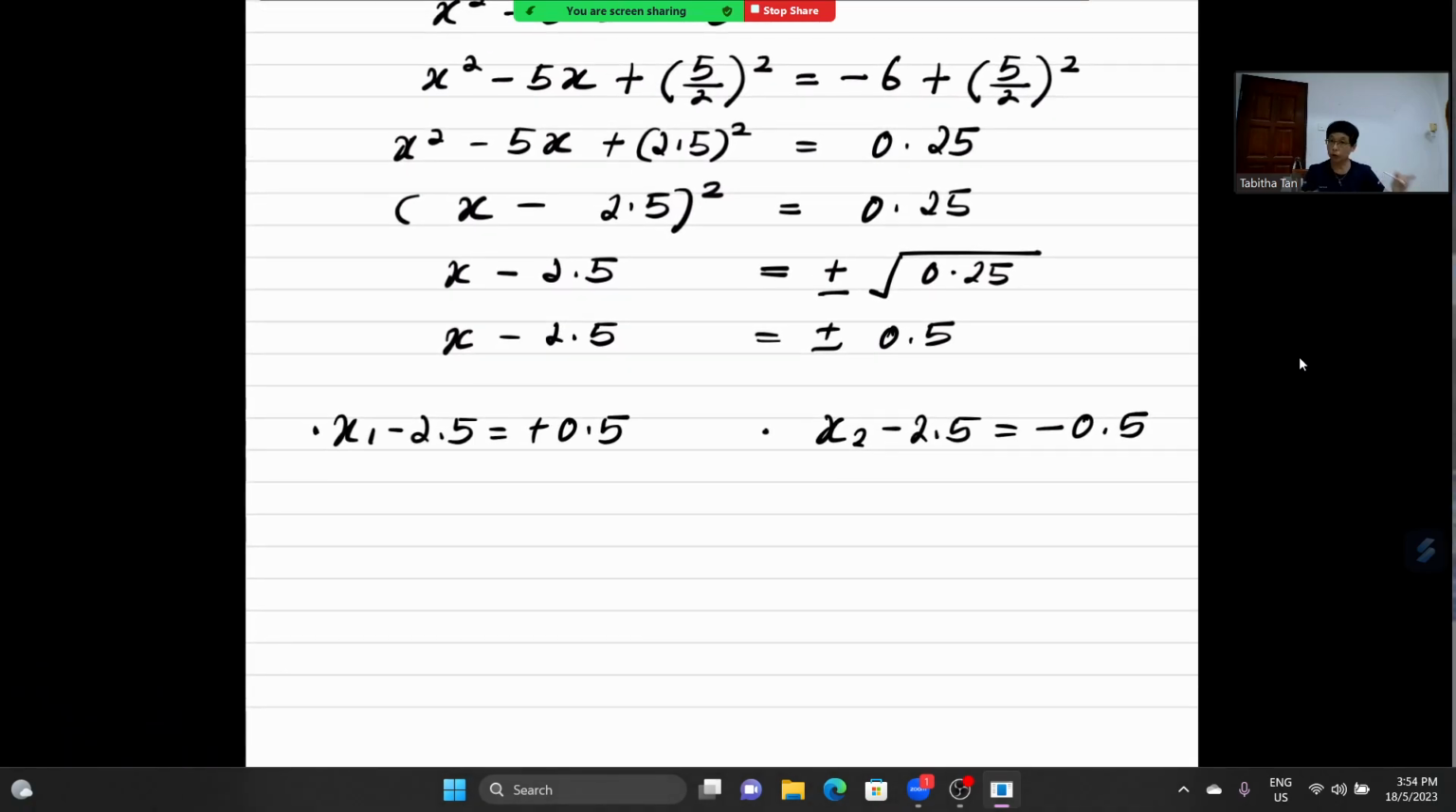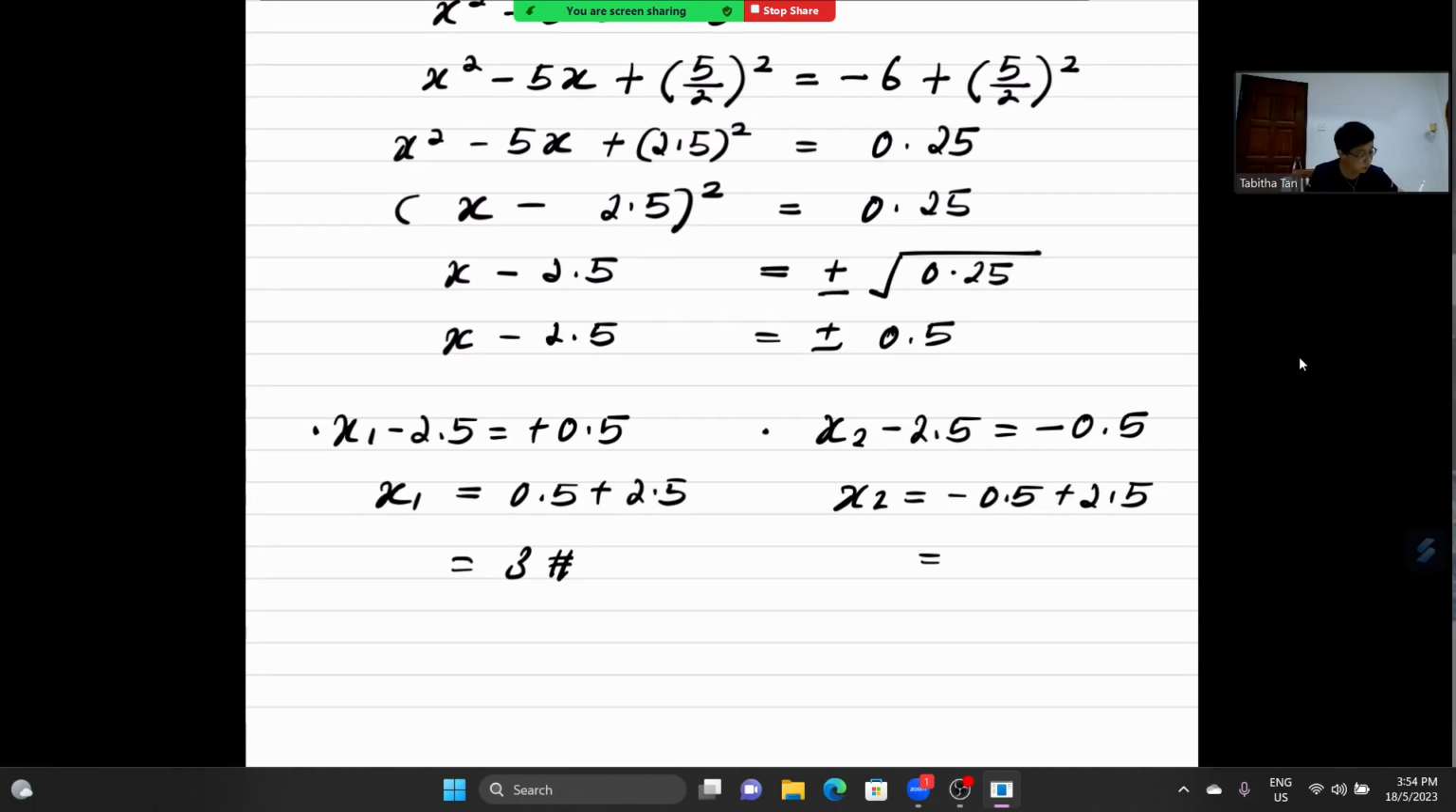With that, you got two simple linear equations, and let's simplify them and solve to get the solution. And now you got 3. And the same thing on solving the second linear equation, you got negative 0.5 plus 2.5, so you got 2. There you go. That is the third example.